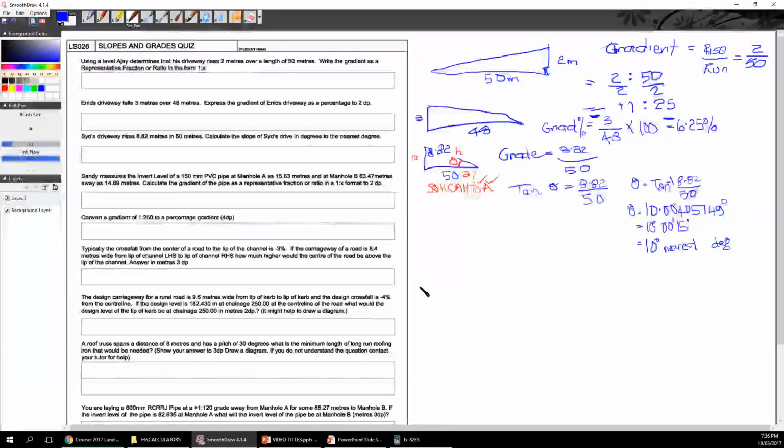All right. So Sandy measures the invert level of a 150mm PVC pipe at manhole A as 15.63 meters, and at manhole B, 63.47 meters away, as 14.89. Calculate the gradient of the pipe as a representative fraction or ratio in a 1 to x format to 2 decimal places. So, let's have a diagram here.